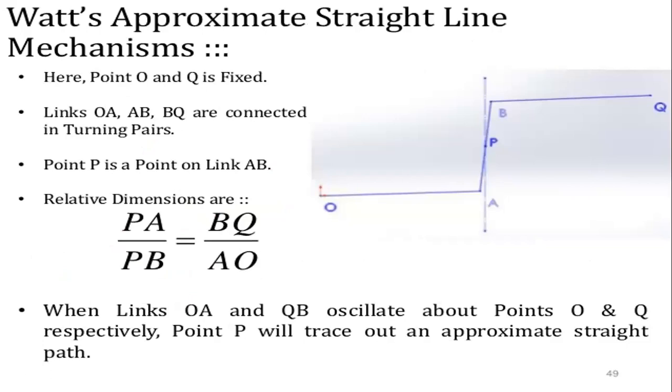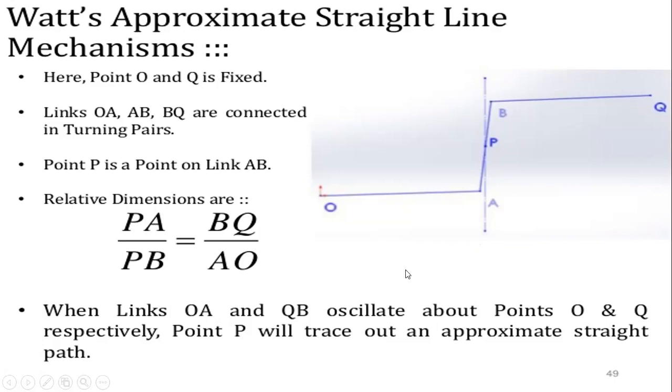So in this slide also you can see the same variant. Here points O and Q are fixed. Links OA, AB, BQ are connected in turning pair. That is OA, AB and BQ. So AB is this line. We consider this link as AB. It also oscillates along with these. When it oscillates, a center point gets added. That is the point P on the link AB.